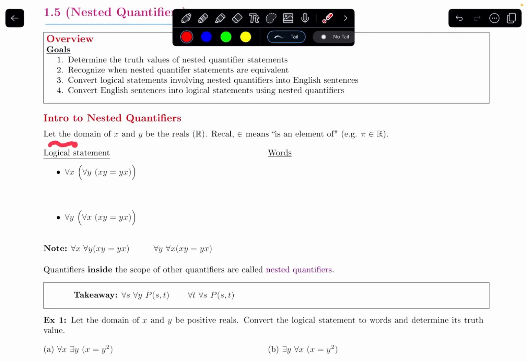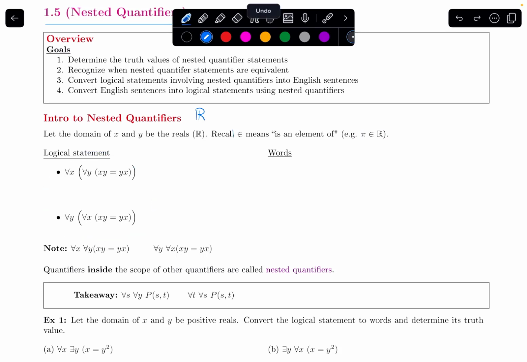Let's let the domain of x and y be the reals. This R is the symbol for the reals, where I write a capital R that's got two vertical lines like this. And there's a typo here. There should be one more L in recall. So recall that this symbol, which kind of looks like an E, means is an element of. So when we write something like this, it means pi is an element of the reals, or pi is a real number. Okay, so here are a couple of statements.